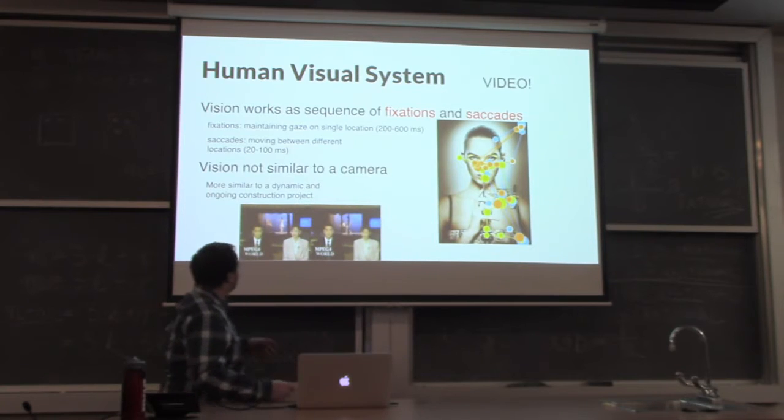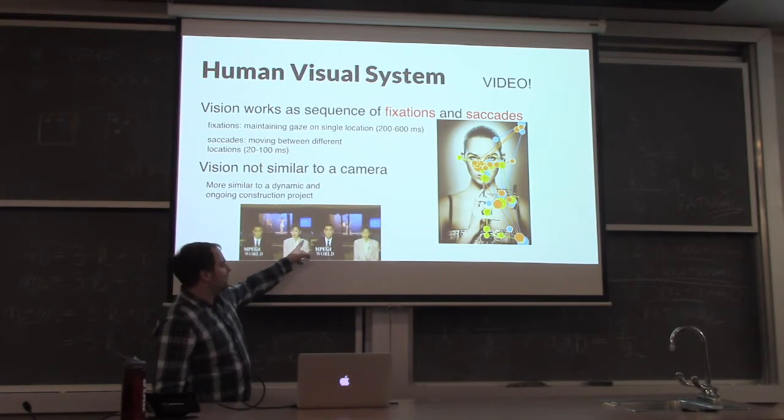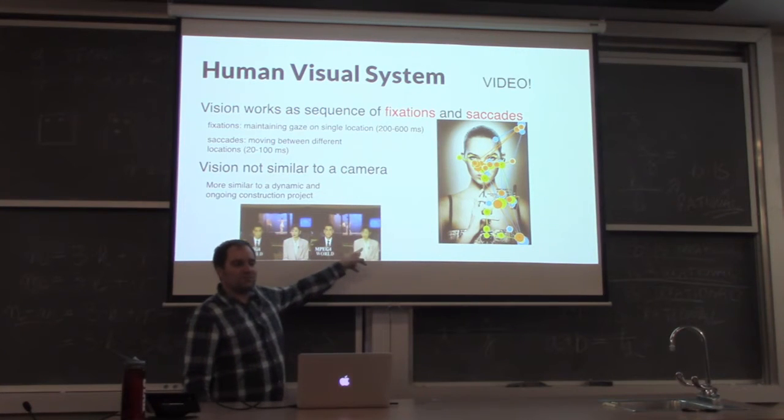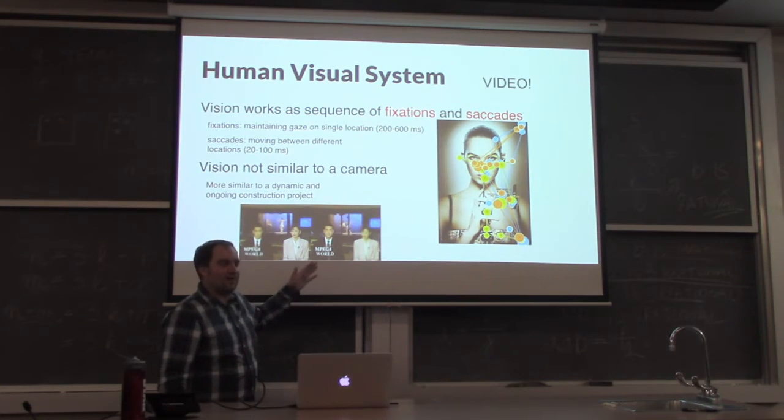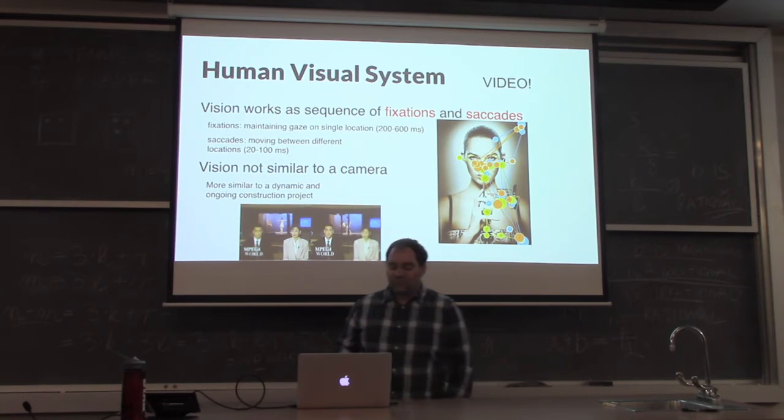If we watched this video and looked at this person, we would see it like this. If we watched this person, we would see it like this. We wouldn't see both of them sharp at the same time. We only have that illusion because we can quickly move between those objects.